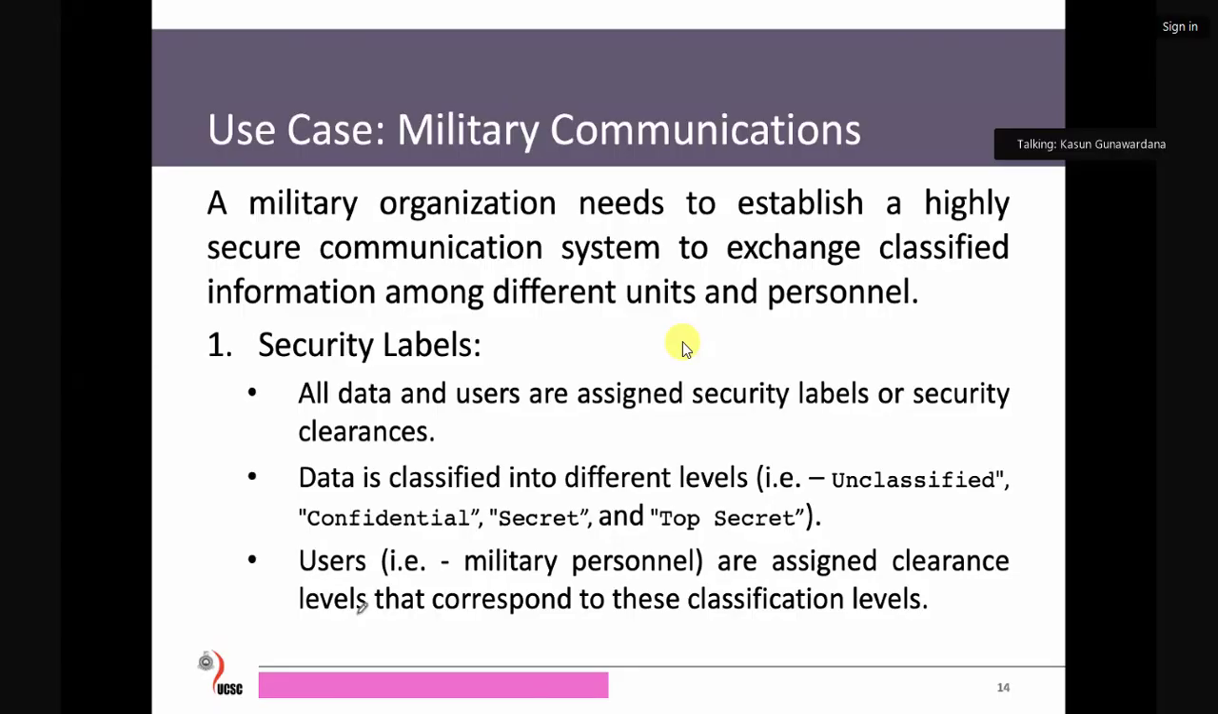So let's assume a scenario where we may need such access control. A military organization needs to establish a highly secure communication system to exchange classified information among different units and personnel. This is quite a common requirement when it comes to governments and the military.